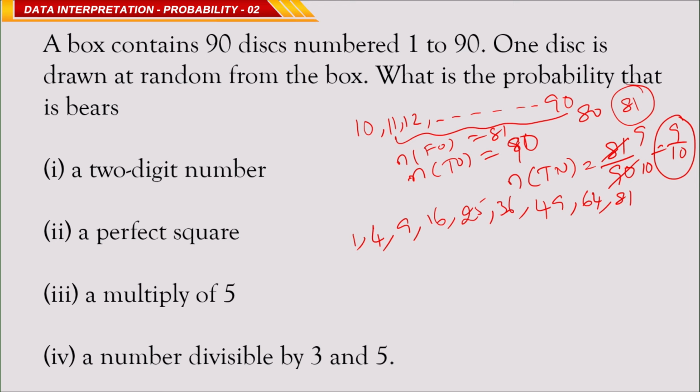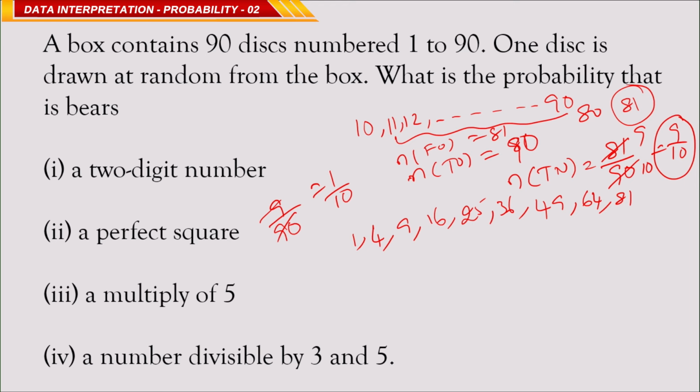So, the favorable outcomes is how much? 9. And total outcomes is how much? 90. So, it is 9 by 90, that is simply 1 by 10. The probability of getting a perfect square is 1 by 10.